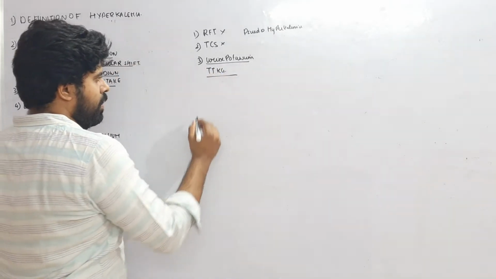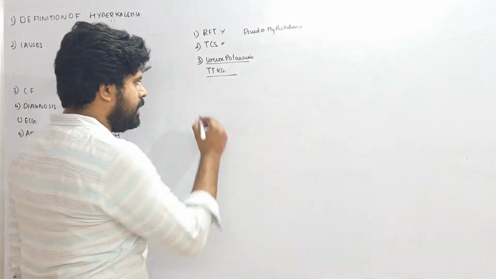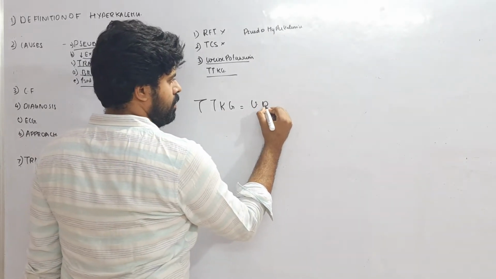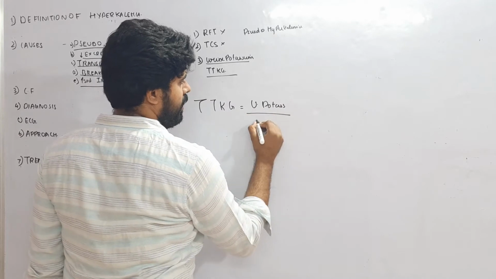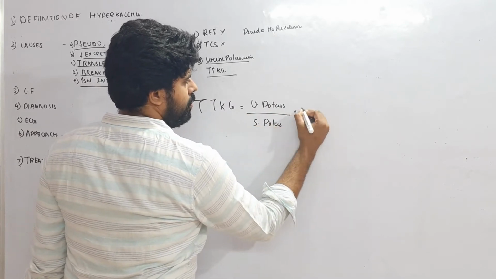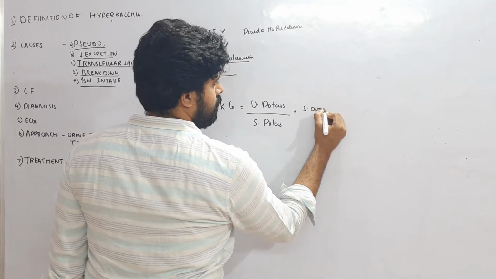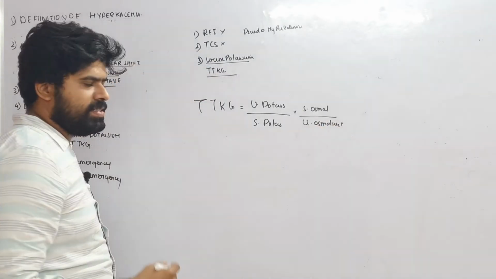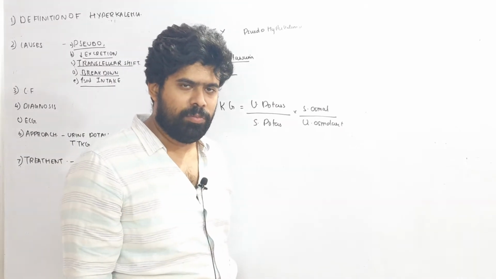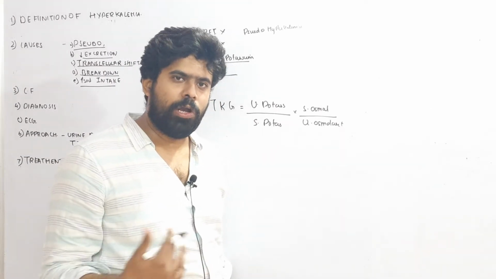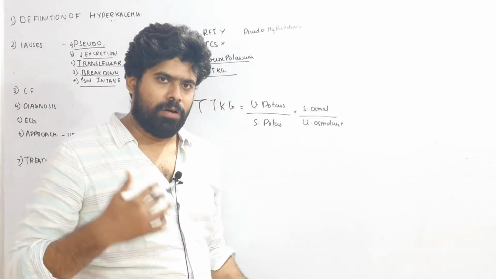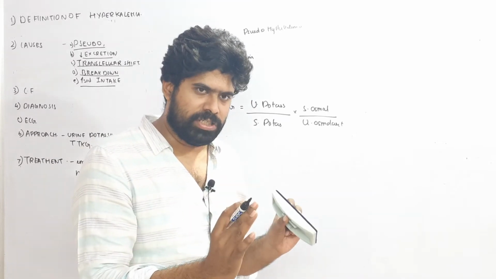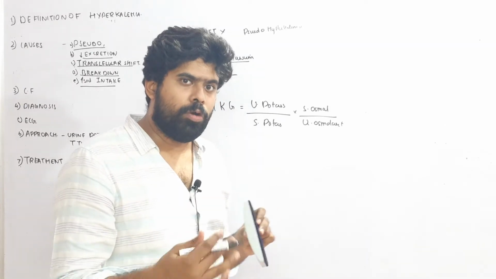So what is this TTKG? TTKG is also called the transtubular potassium gradient. This TTKG can be calculated with the help of the urine potassium formula. This is the urine potassium by serum potassium, into serum osmolality by urine osmolarity. This TTKG reflects the function of aldosterone. To get hyperkalemia, the aldosterone should be functioning less. Hypoaldosteronism can cause hyperkalemia. In a hyperkalemia patient with an extrarenal cause, the urine potassium excretion will be increased.